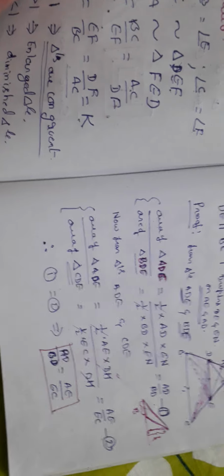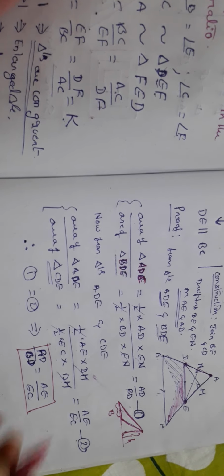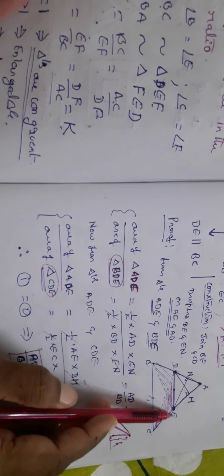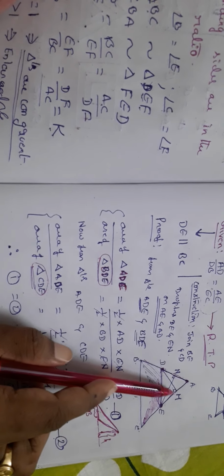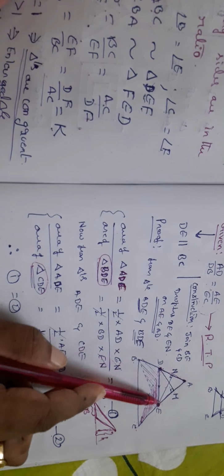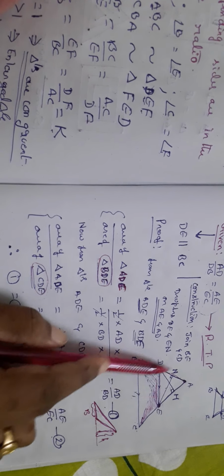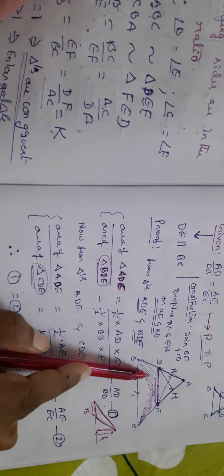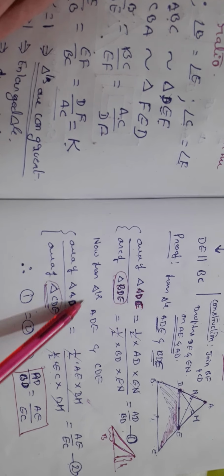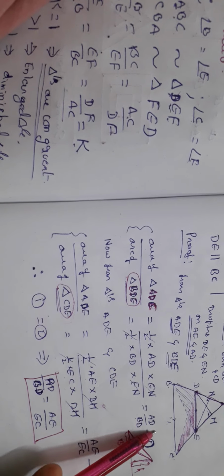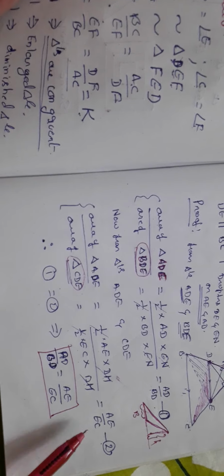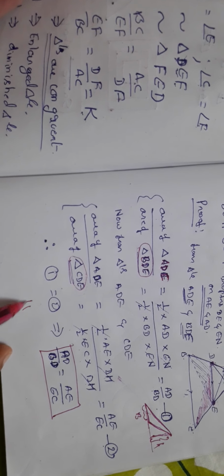Okay, children. So this is all you have to do, and you have to write that. Why are these two areas equal? Because they have the same common base and the same common height, so the triangles have the same area. Thus these two areas are equal. Hence, when these two areas are equal, you can equate this ratio to this ratio, and this ratio is giving you AD by BD, and this ratio is giving you AE by EC. Thus, hence proved.